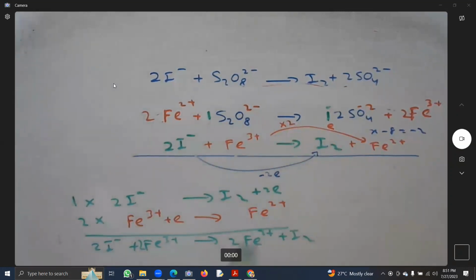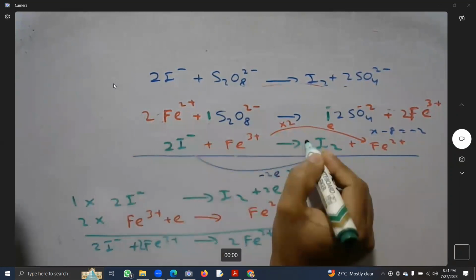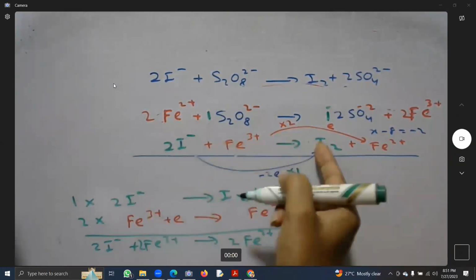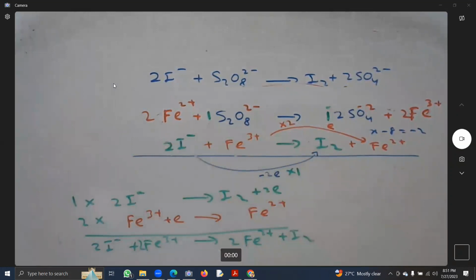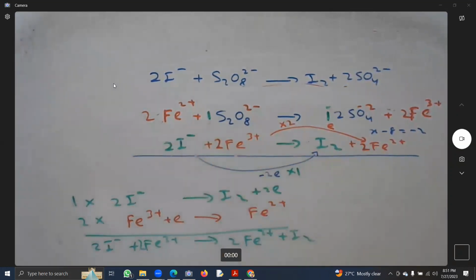This should be multiplied by 1. So therefore, I'll put 1 here. I multiply by 1, that is, I'm keeping it the same. I'm not changing anything. But this should be multiplied by 2. No, there's a 2 appearing here, 2 appearing here. Copy it again.